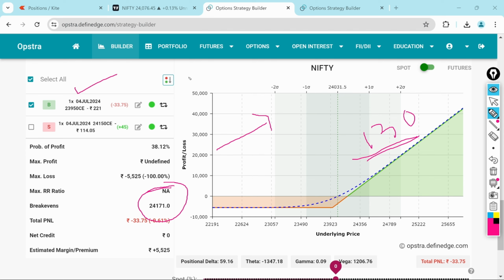That means 4 to 5 days to go. Okay. So before that, if the market moves above 24,171 and if it expires above that particular point, then only you will make a profit or else you will lose the money. Now let us switch back to the debit spread.